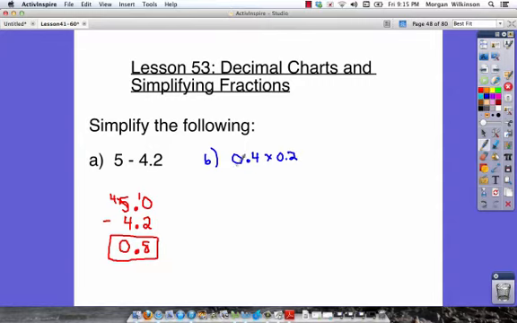Now if we do this problem, we know when we multiply decimals, we line them up vertically again, 0.4 times 0.2. But it doesn't matter if the decimal points line up in multiplication. This one was just a coincidence that it did. Now we know 2 times 4 is going to give us 8. Okay? And then we've got 2 times 0, that's 0.